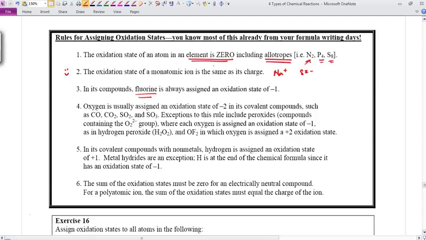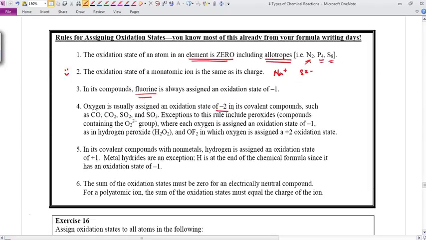So have you ever seen those t-shirts that say, rule number 1, mom is always right. Rule number 2, if mom is ever wrong, consult rule number 1. This is kind of a hierarchy in the same way. So fluorine's always assigned an oxidation state of -1, unless of course it's an element, when rule 1 trumps that and says then its oxidation state is 0. That would be F2. Oxygen is usually assigned a -2.